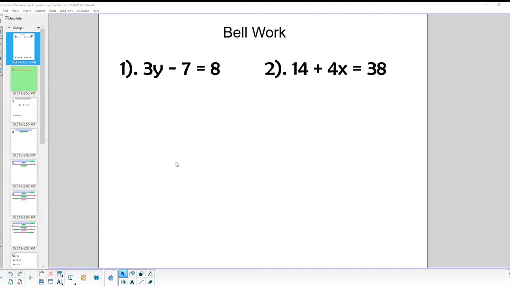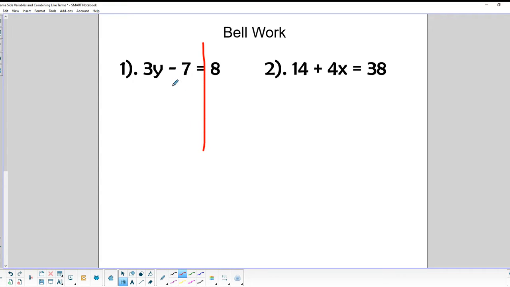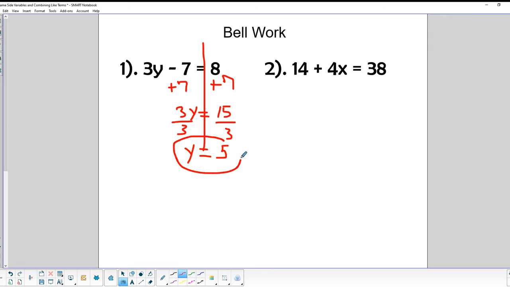About equations. Last time we did two-step equations as demonstrated here in the Bell work. So let's just quickly review what we did on those. So I'll grab a marker here. For example, on this first one, after we make our Great Wall of China, we add 7 to both sides. We end up with 3y equals 15. And we divide both sides now by 3. And our final answer is y equals 5. All right, pretty straightforward, right?